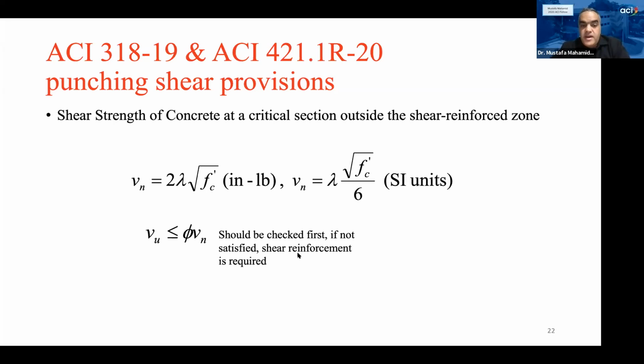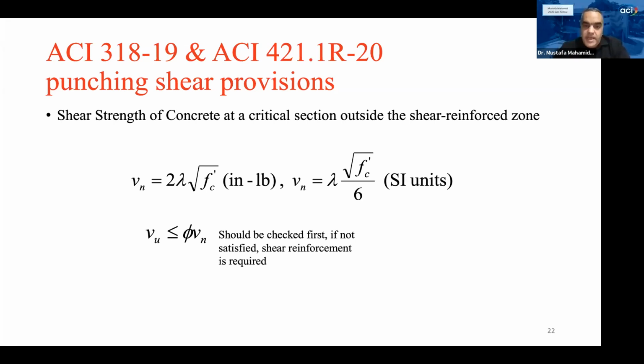If this is not satisfied, then shear reinforcement should be required. Okay, so first we check the concrete. If the concrete is enough, which is equal to the nominal design capacity, phi Vn, which includes only Vc for the concrete. If that's not enough, then we have to add reinforcement.